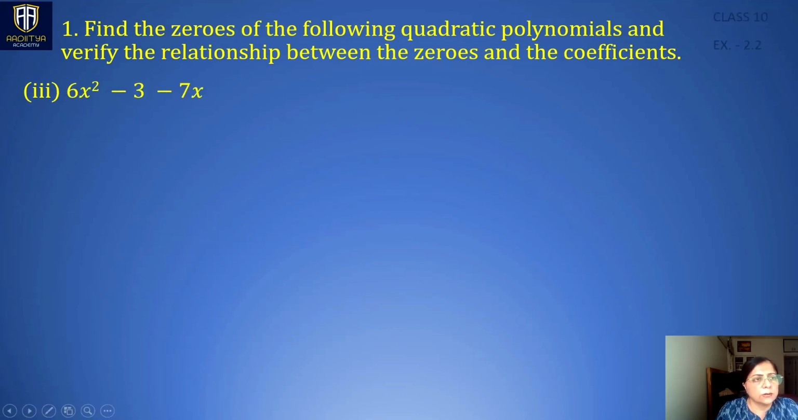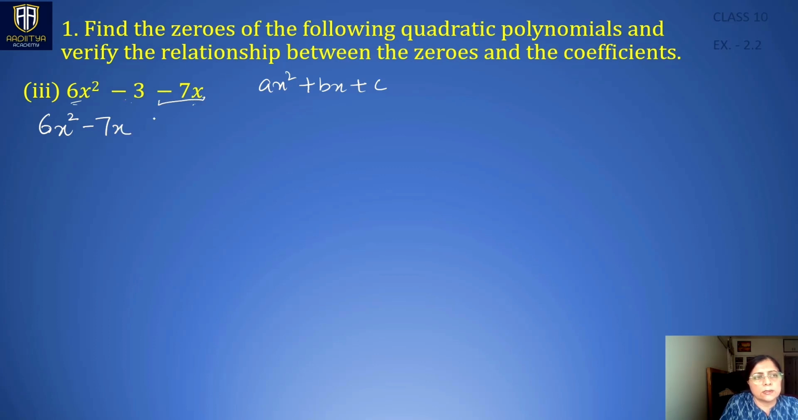Now we come to the next question. This is our third quadratic polynomial. You can see by looking at it that it is not in the standard form. It should be ax square plus bx plus c, but here we do not have x in the middle term; it is in the last term. So I am rearranging: 6x square, the sign remains the same, this has negative 7x, so I write it this way, and negative 3 goes at the back. Now this is the standard form of this polynomial. Please do not forget to arrange it, otherwise you will get confused about why you are not getting the right zeros.